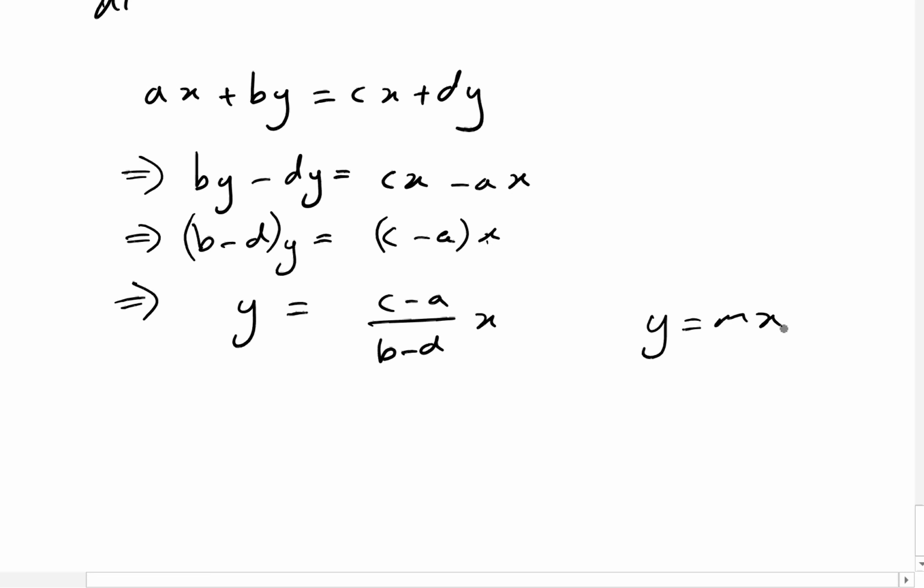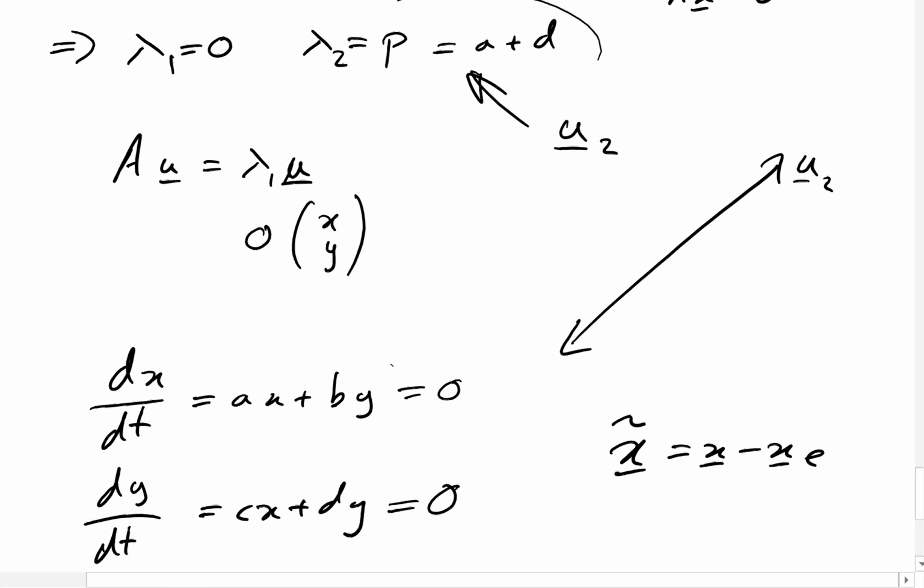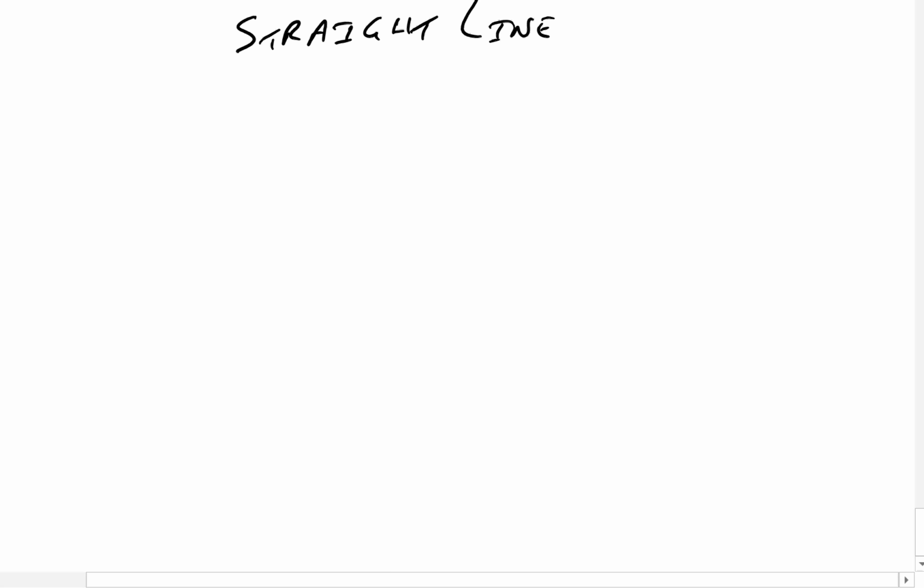Okay, where c is just 0. So my gradient is given by c minus a over b minus d. So in other words, I end up with a straight line, and this kind of corresponds to my definite eigenvector. So I've got my straight line here.